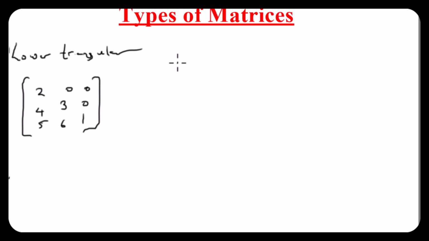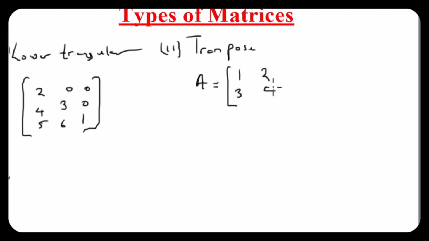For the 11th type of matrix that we have, the transpose of a matrix. What does transpose of a matrix mean? Transpose of a matrix is simply interchanging the rows of the matrix with its columns. So let's say we have a matrix A, and the members of matrix A are 1, 2, 3, and 4.